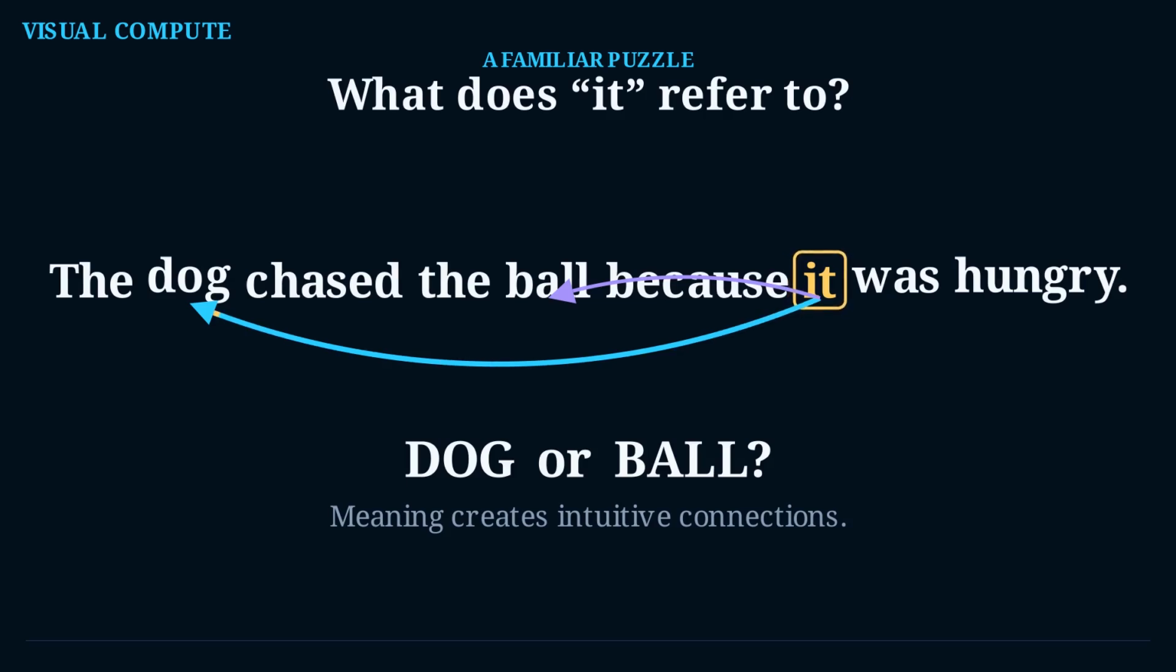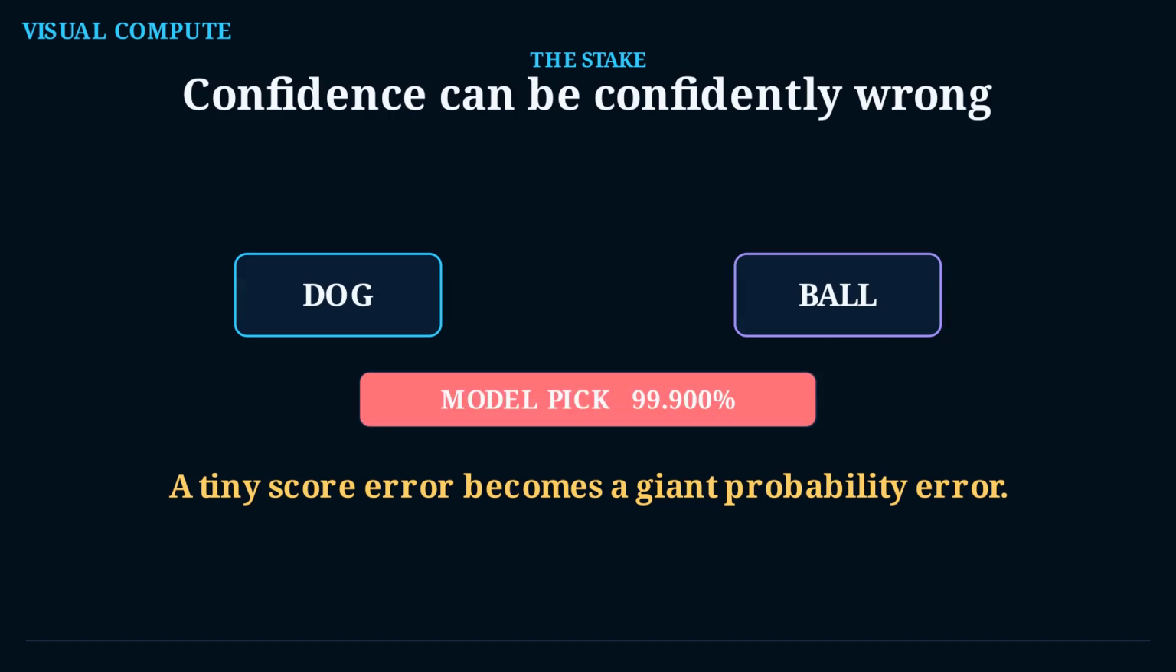The dog chased the ball because it was hungry. What does "it" refer to, the dog or the ball? You answer almost automatically, using the meaning of "hungry" and the connections among the words. But imagine a model giving one possible connection essentially 100% confidence before it has learned enough to deserve that certainty. A slightly wrong score would become a very confident wrong answer.